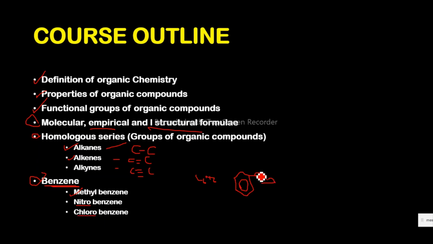So you just add the Cl here and see how they are prepared and how they affect the aromaticity of the benzene, and the chemical reactions of benzene. Then after benzene, we shall talk about alkyl halides, the halogen alkanes.